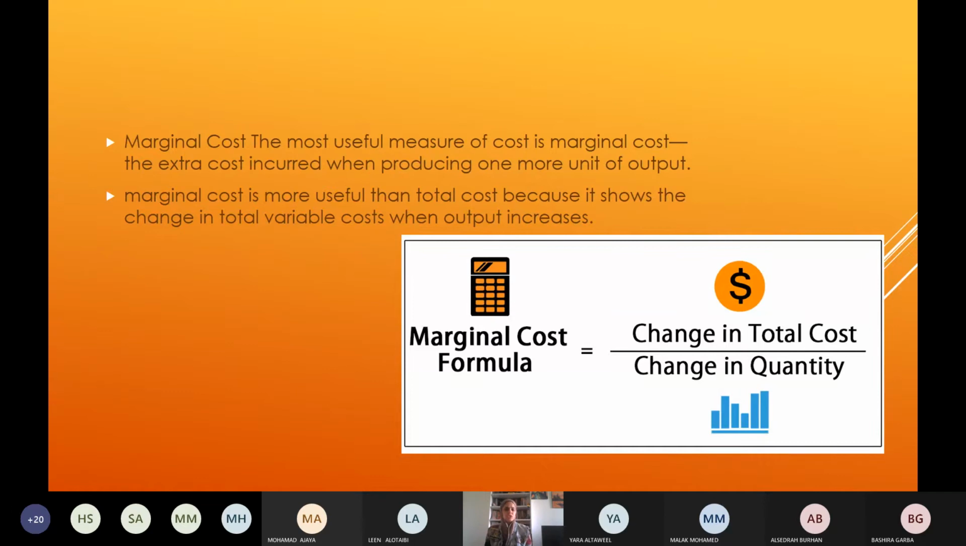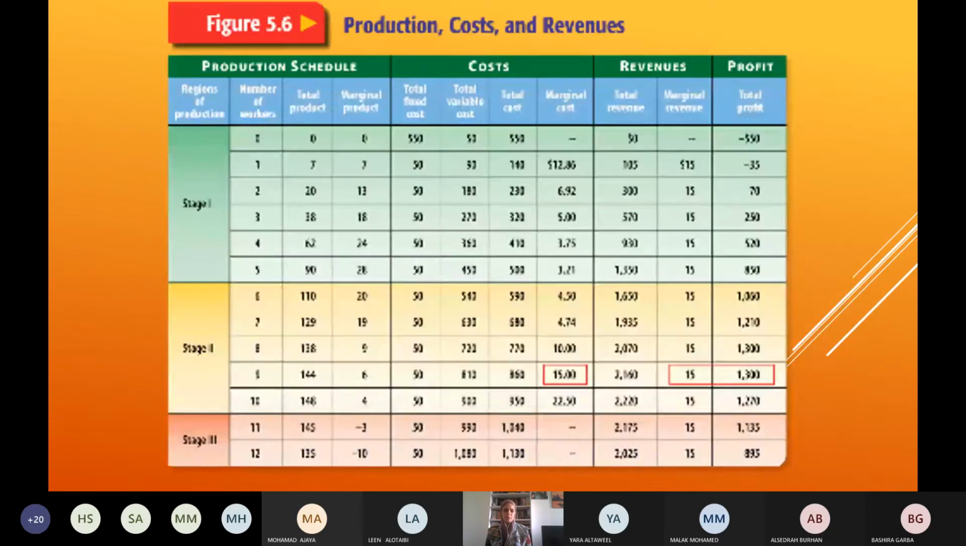So a marginal cost is more useful. Why? Because it shows the change in the cost.